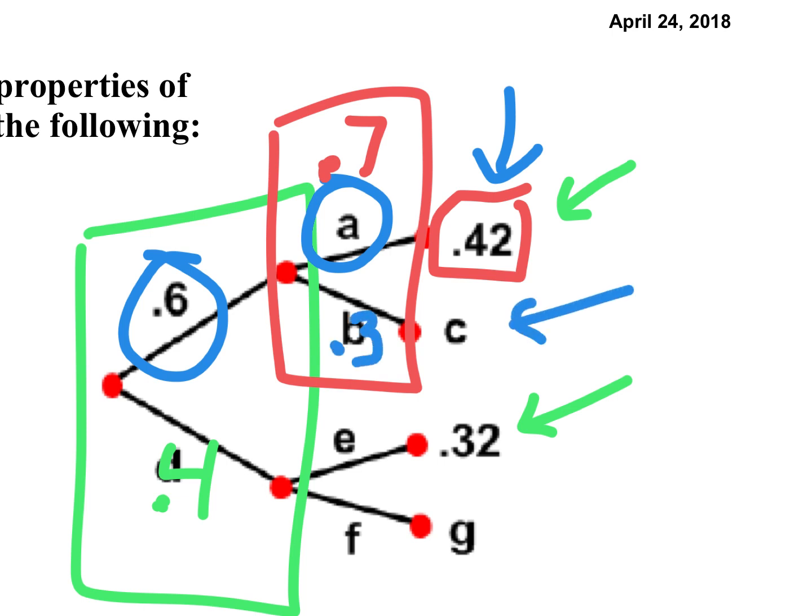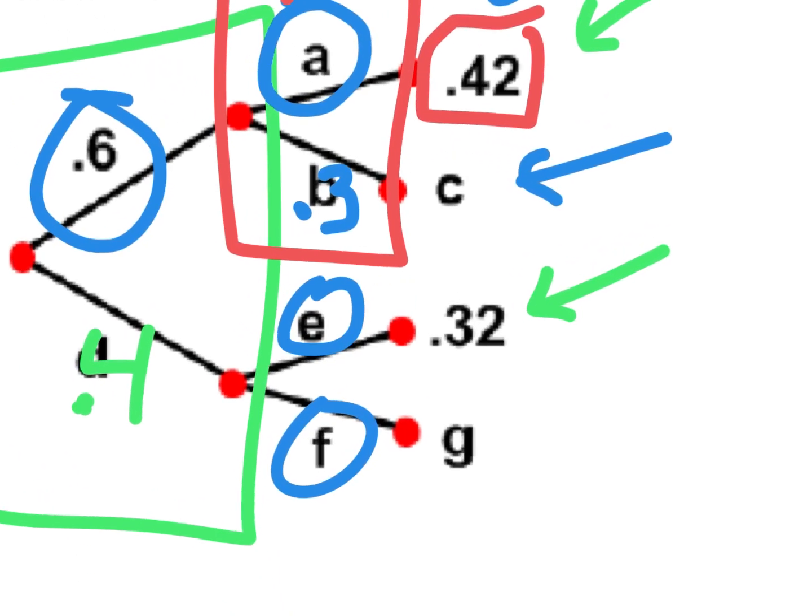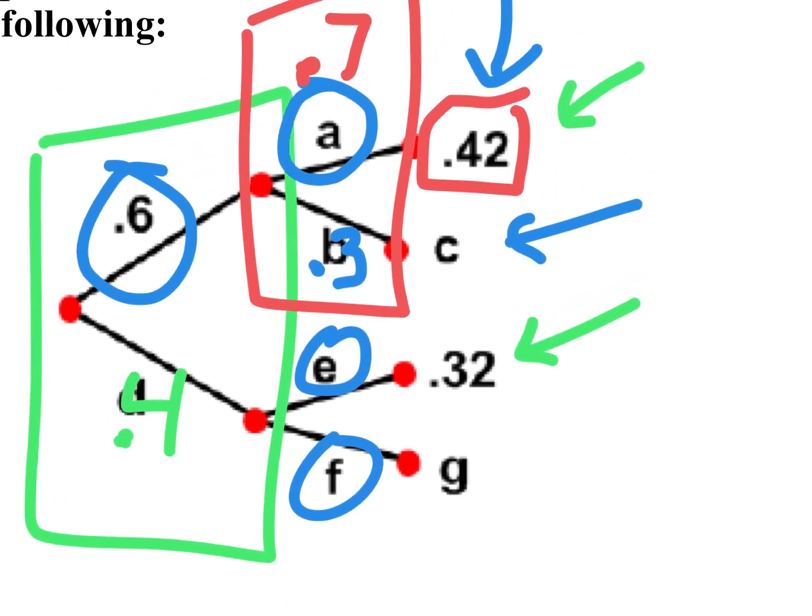Then I can figure out what C is. And then I know that E and F have to be exactly the same as A and B. No, wait. They must have done something. That feels wrong to me. 0.4 times 0.7 doesn't equal 0.32. So E should be 0.7. I think they messed up their problem. E must be 0.8, yeah.